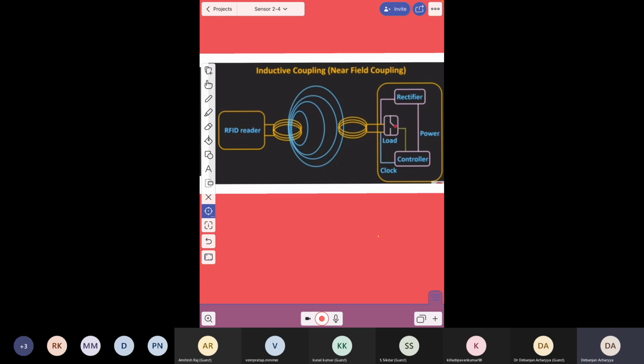Fine. And when there is no object, so this load or this circuit is open, you will not get any current from this output, so there will be no signal generated at this particular tag. So the reader will not detect any signal. And you can understand it vice versa. Okay.